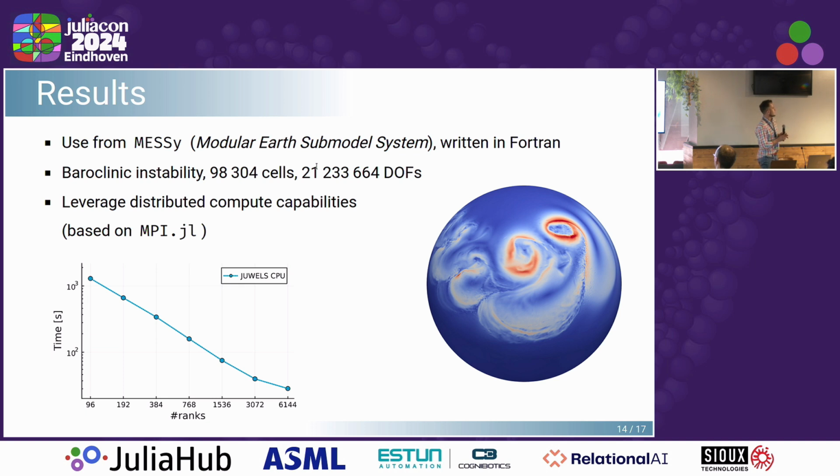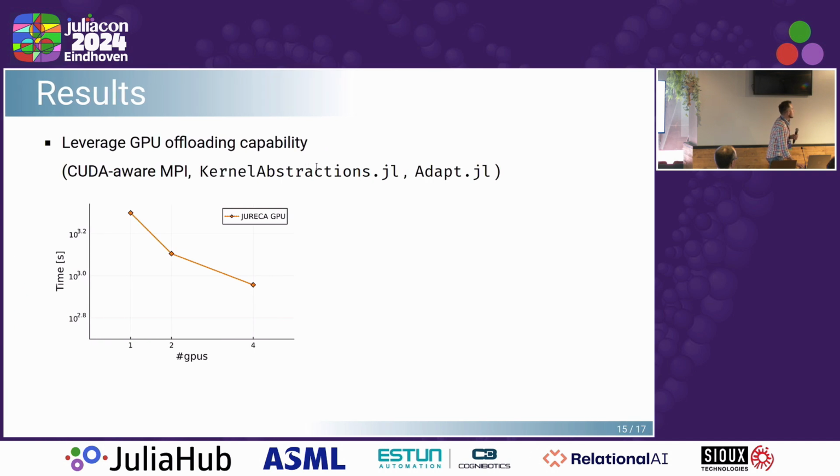And these are experiments that we did at Jülich Supercomputing Center. And here you can really see that it scales very well. And that's, of course, not my achievement. It's the achievement of Trixi.jl, but we can now directly use that here. Another thing I'm really happy about is that we now can also leverage GPU offloading capabilities. And that's really bleeding edge.